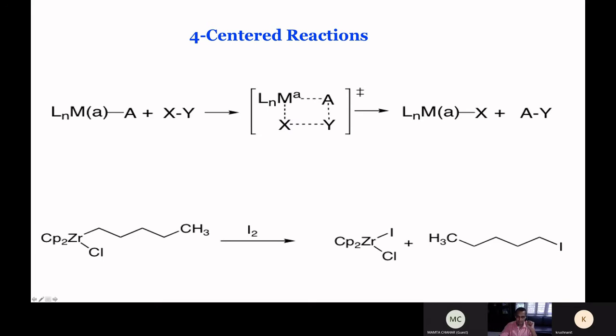So you see metal, A, X and Y, four different centers put together. It's just like joining hands and then they change the partner. M was with A. At the end of the reaction, M is with X, and A and Y come out together. This is called a four-center reaction. As you can see, four centers are involved in this reaction.